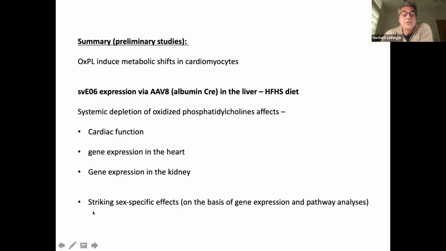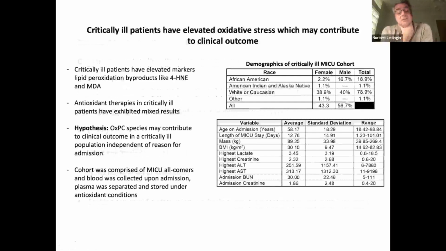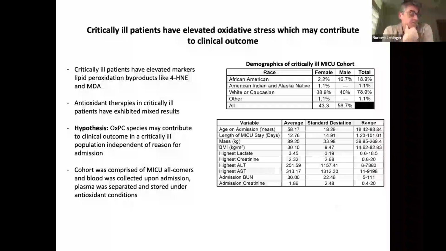And we also found these very striking sex-specific effects, differences between males and females in response to oxidized phospholipid. Let me just tell you how we're trying to translate these findings into human pathology a little bit more. So what we started doing is using the assay that we developed for mice quantifying oxidized phosphatidylcholine species, adapting that to human plasma.